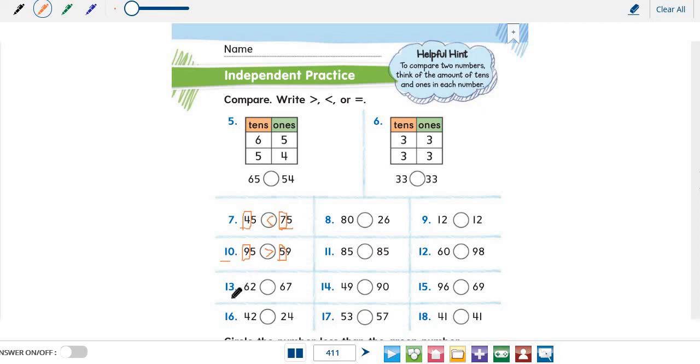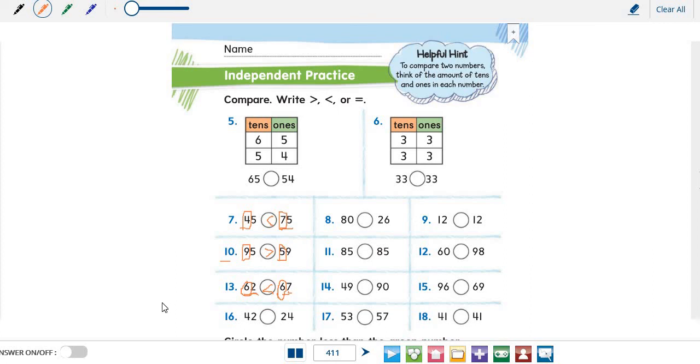Let's solve question number 13. The numbers here are 62 and 67. Observe the tens digit. 6 and 6, they are equal. So we have to compare the ones digit now. The digit here is 2. The digit here is 7. Since 2 is less than 7, 62 is less than 67.